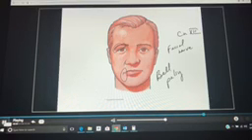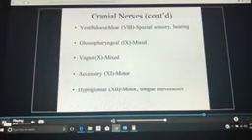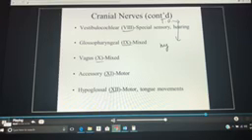Okay, so let's continue on with the cranial nerves. You have number 8, number 9, number 10, 11, and 12. As I said earlier, to be safe, let's say that the TO for these cranial nerves is the myelencephalon. Okay, cranial nerves numbers 6 through 12.